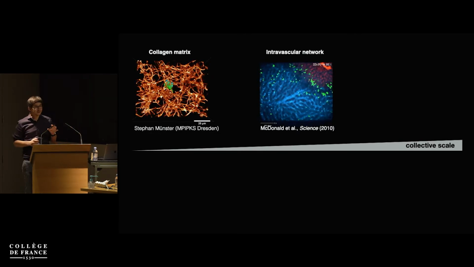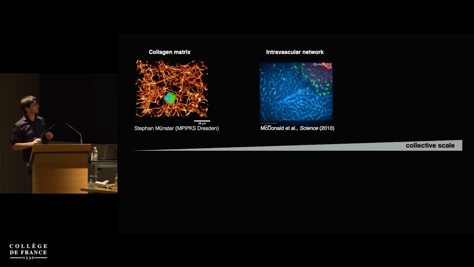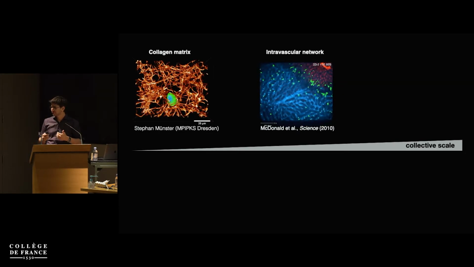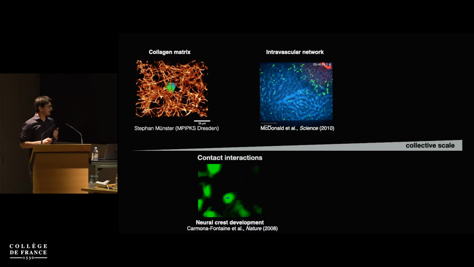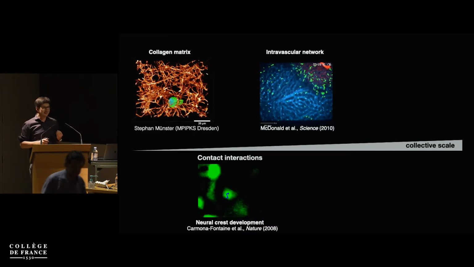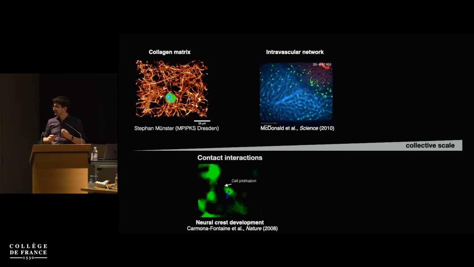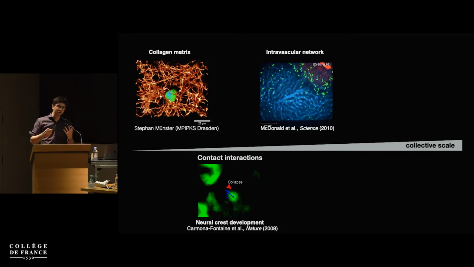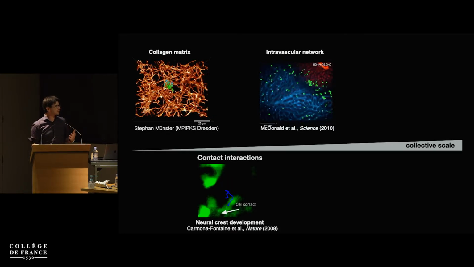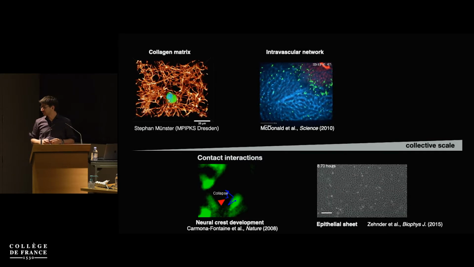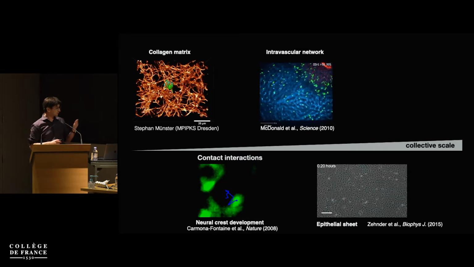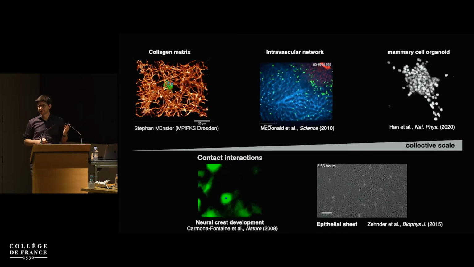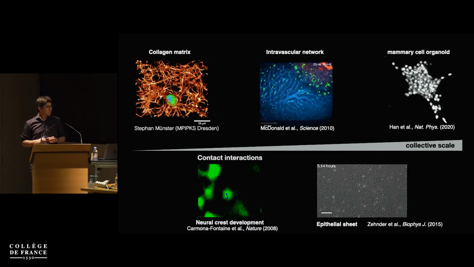Another feature that I think is very nicely highlighted by this example is that the cells are frequently encountering each other. So they undergo contact interactions, and these contact interactions can qualitatively impact the migratory dynamics of these cells. And we want to understand how such contact interactions can shape the larger scale dynamics of such systems, for instance, in the example of this 2D epithelium, or in 3D in this example of a mammary cell organoid.